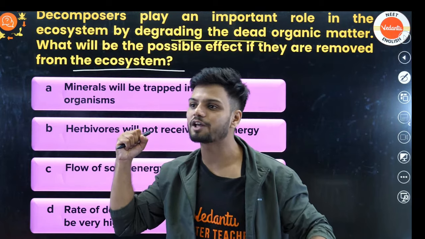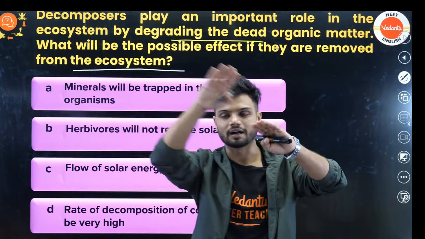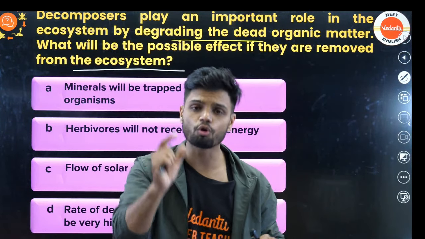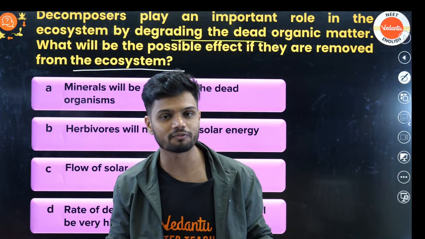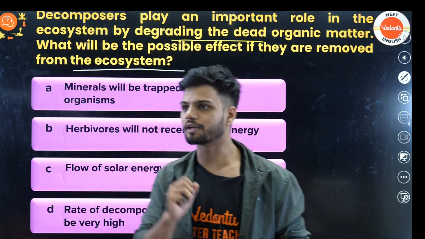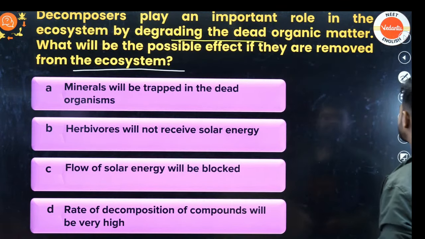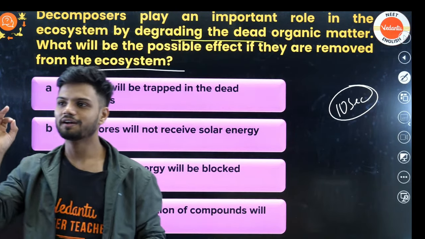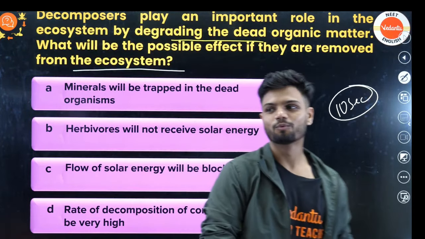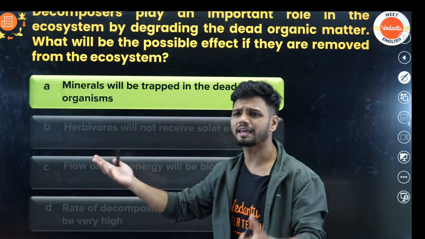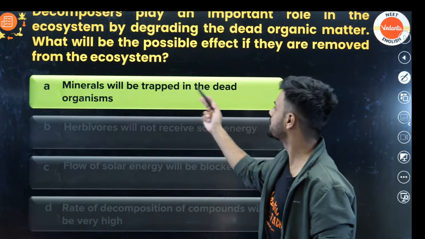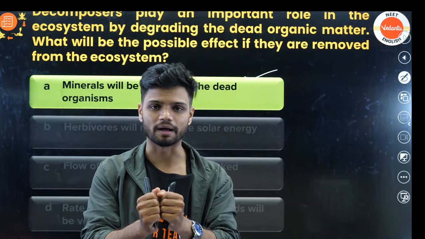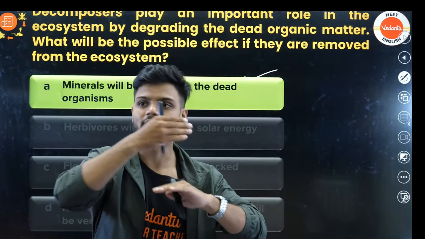Sir, what is the meaning of anaerobiosis? Anaerobiosis means it is a place where oxygen is not there. If there is no oxygen, will the aerobic bacteria perform decomposition? No. Okay. What is the answer? 10 seconds. Time's up. The answer is, obviously, if there is no decomposition, minerals will be trapped in the dead organism. It is trapped in the dead organism, and that is why decomposition is important for the cycle to happen.